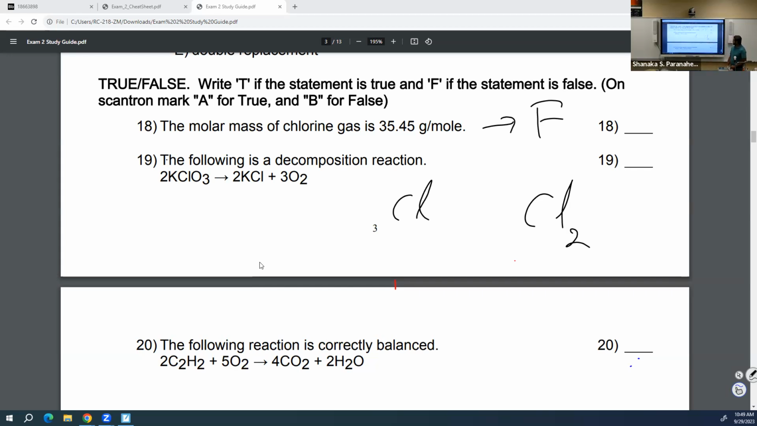Next one, the following is a decomposition reaction, true or false? Okay, so break down into simple substances. Next one, that reaction is correctly balanced, yes or no? So you simply need to count the number of atoms. 2 times 2 is 4 carbon atoms, so we have 4 carbon atoms. It is balanced. 2 times 2, 4 hydrogen, and 2 times 2, 4 hydrogen. Hydrogen is balanced. So 5 times 2 is 10 oxygen. There are 8 oxygen and 2 oxygen here, and 8 plus 2 is 10. That is the balanced reaction.